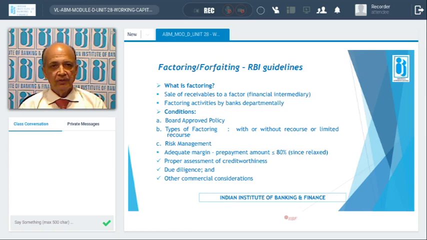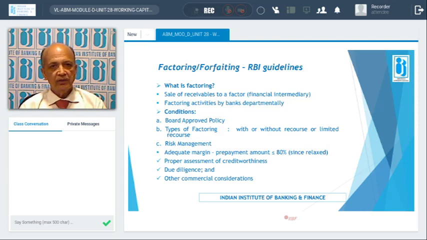Friends, in part 1, we discussed threat in detail, and in part 2, we discussed IPC as well as the non-fund based facilities to non-constituent borrowers as per the latest guidelines. Now, in this part 3, we would be discussing factoring and forfeiting and the RBI guidelines thereof.